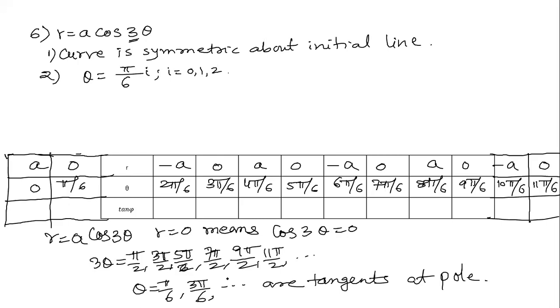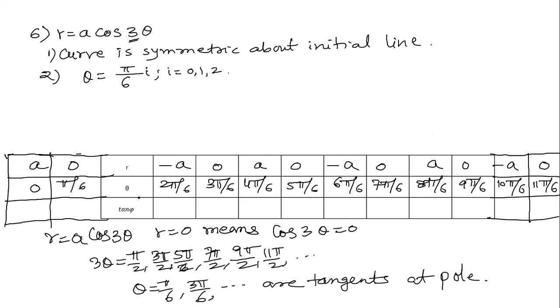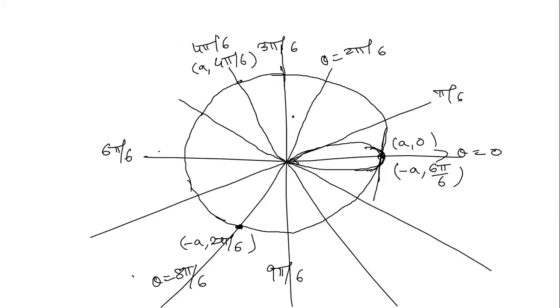So accordingly, see here, theta equal to 0 and r equal to a. Theta equal to pi by 6 is a tangent at origin, so it will be like this. Another one is 11 pi by 6, another tangent at origin. So this is the first loop. You have to be very careful here. After that, the next is theta equal to 2 pi by 6, r equal to minus a, in the opposite direction. There is a loop, and that loop is going to be like this.